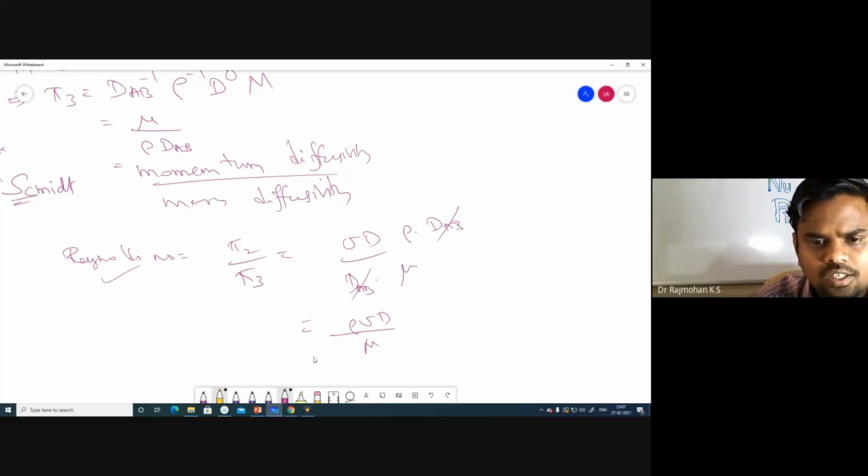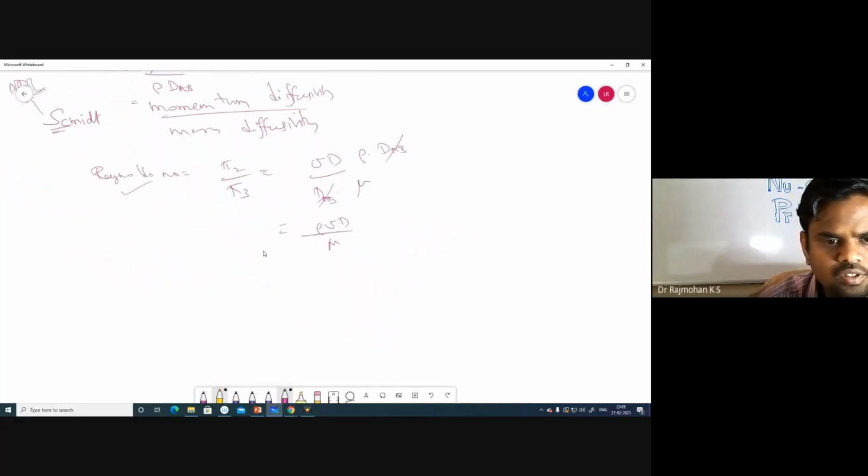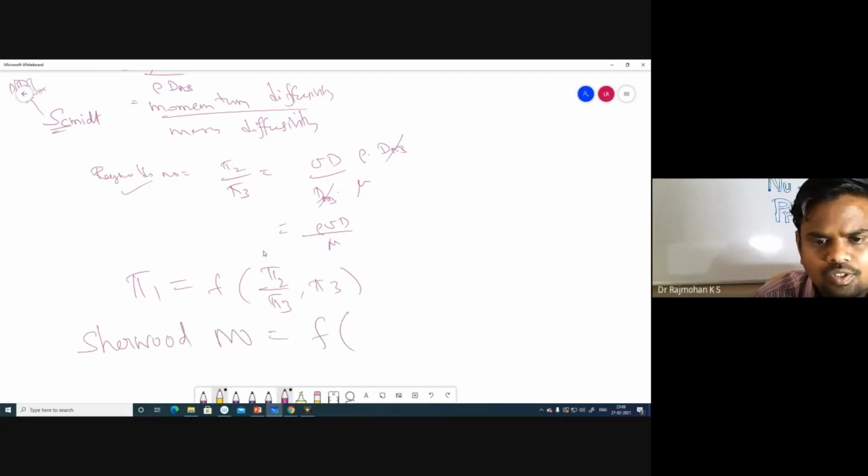Okay, so we can write pi 1 as a function of pi 2 by pi 3 and pi 3. It is allowed by the rules of the Buckingham pi theorem. So that's what we want. We have it in the form: Sherwood number is equal to a function of Reynolds number and Schmidt number.